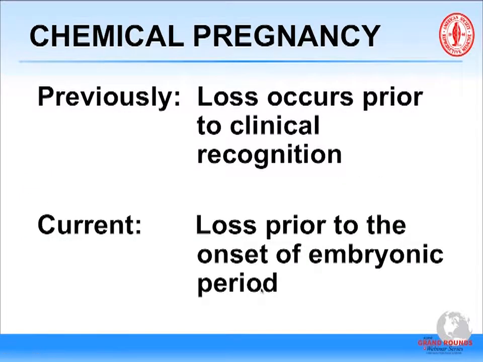So if previously a chemical pregnancy was a loss that occurred prior to clinical recognition, and now our patients are clinically recognizing a pregnancy event at the time of the missed menses, I'd like to change the definition of a chemical pregnancy to a loss that occurs prior to the onset of the embryonic period.